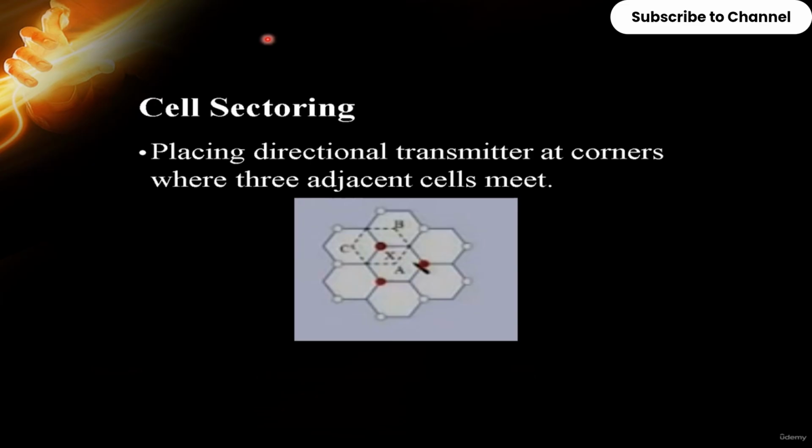So in cell sectoring, the transmitter antennas can be placed in the corners where the adjacent cells meet so that the interference can be avoided. I hope people understood this cell sectoring and cell splitting concept.